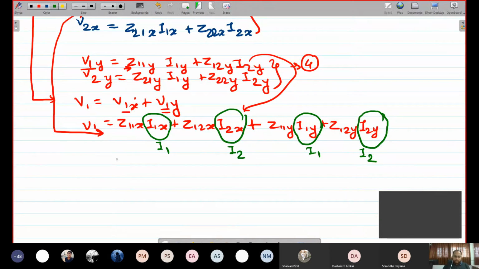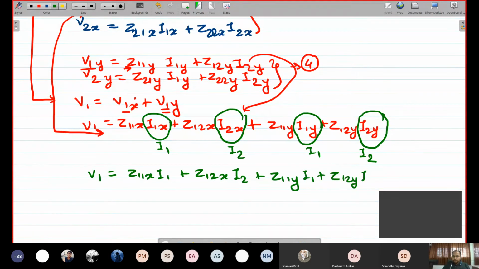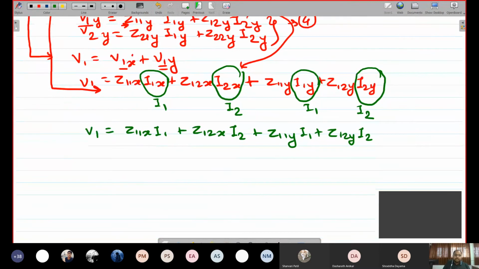Okay, so let us go for V1 is equal to Z11X I1 plus Z12X I2 plus Z11Y I1 plus Z12Y I2. Am I right? Great. Now let us club the terms of I1 and I2. Okay, let us do that.